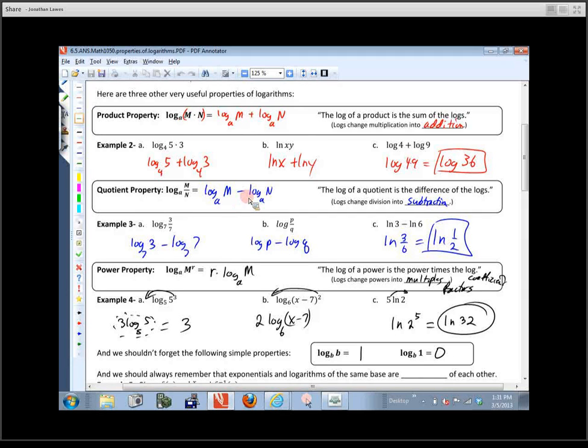And the power property, which is really cool, allows us to take this exponent that's up here and move it out in front and use it as a multiple. So it allows us to change powers into multiplication. So we went through and we did a couple of examples of each one of those.